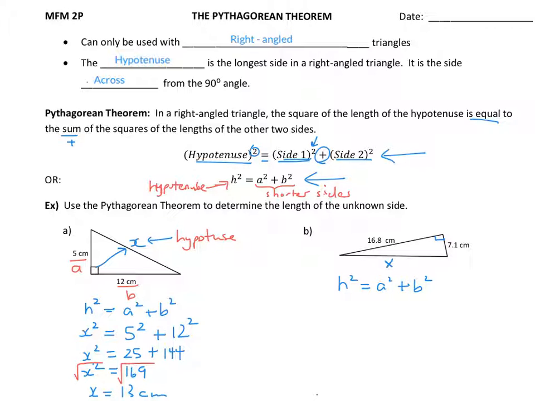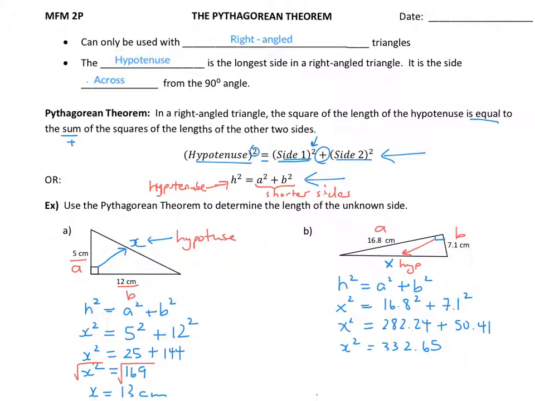Okay, if we're identifying information here, the side across from the 90 degrees is your hypotenuse. Your shorter sides will be your A and your B, and it doesn't matter which one's which. Then we sub in what we know. The hypotenuse we don't know, so it's just an X. The A could be the 16.8 to the exponent of 2, and the B is the 7.1 to the exponent of 2. When I calculated those squares and added them together, I got 332.65. Then to undo that exponent of 2, I square root both sides, and I get approximately 18.2.